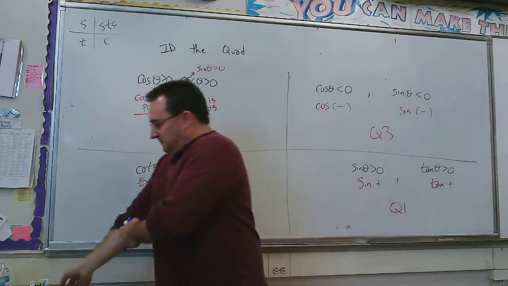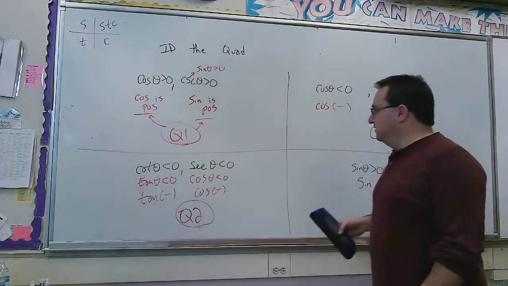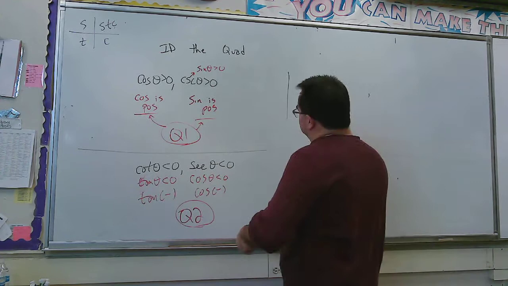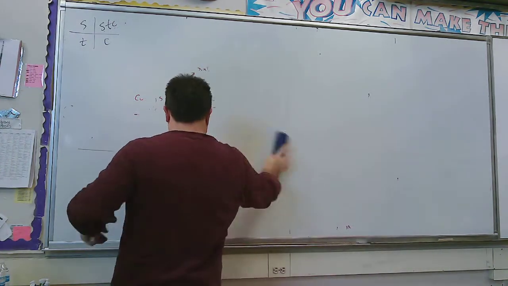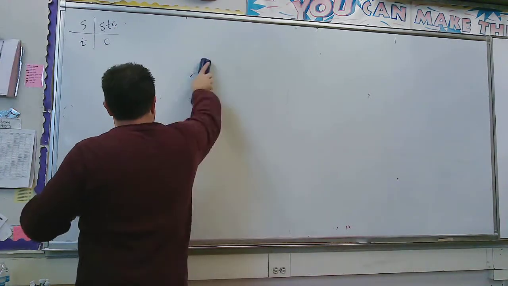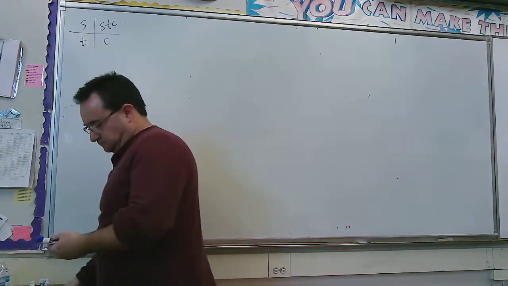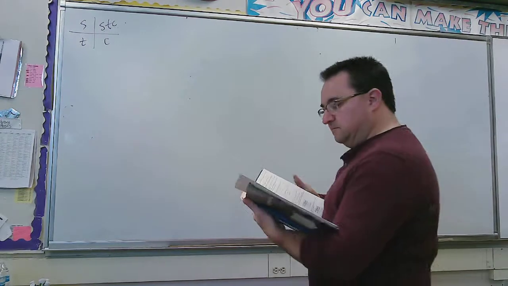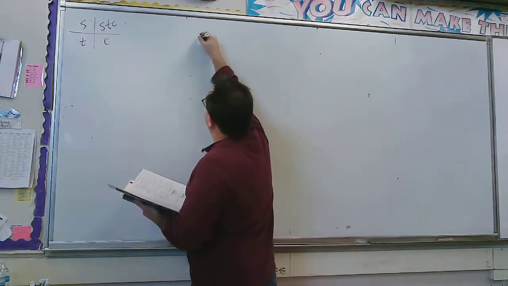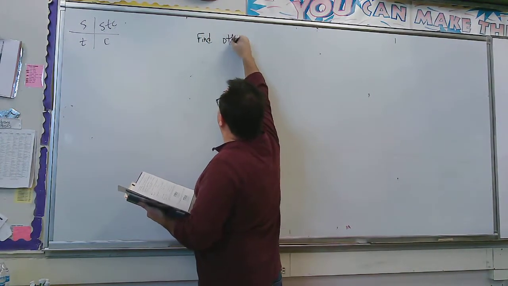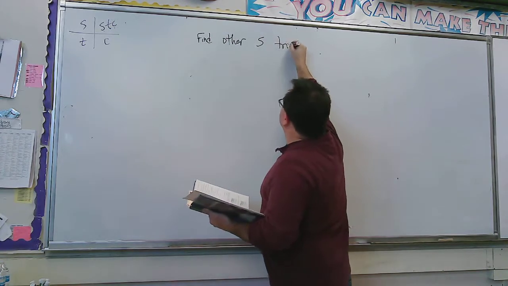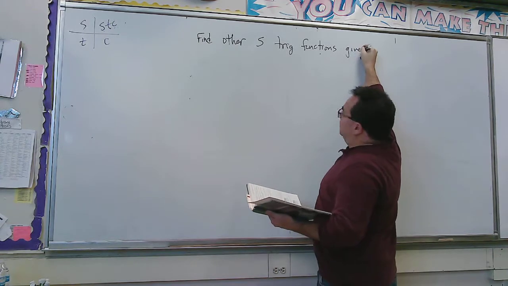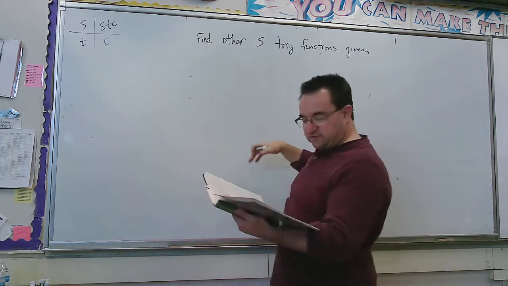All right, I know that I'm pushing my limit on the time here, but there's one different kind of problem we got to do. It's much different than these. And I'm going to run through an example so you can do some. So I'm just picking an even problem right out of your book. Find the other 5 trig functions given, and then there will be a bunch of different problems under these instructions.